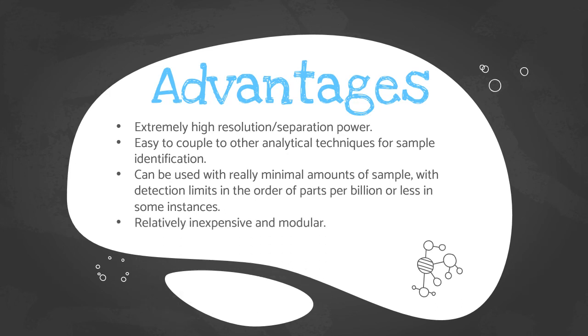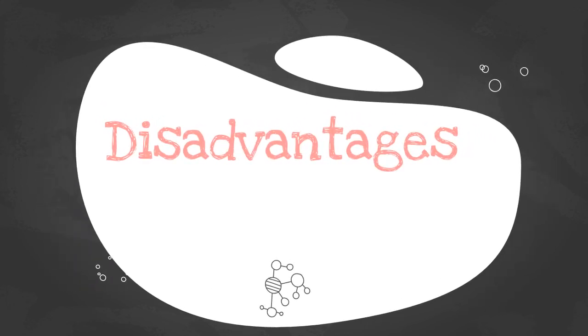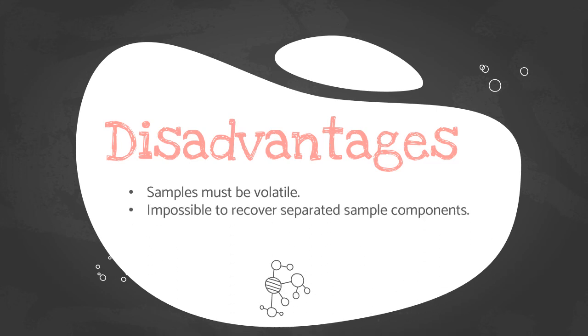Relatively inexpensive and modular. It is easy to add, or take off, different kinds of injectors and detectors, for different purposes. It can be automated with auto-samplers. These are few disadvantages of GC. The sample must be volatile, not necessarily at ambient temperature. It is okay if it is volatile at 250 degrees Celsius. Recovery of separated sample components is very hard or impossible. Detectors are generally destructive.